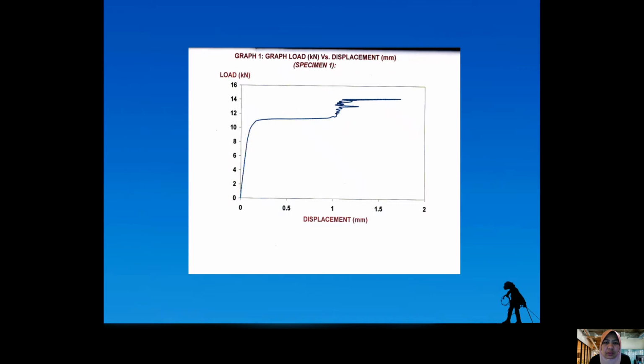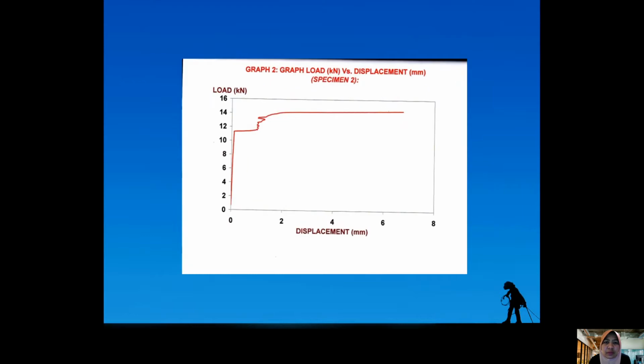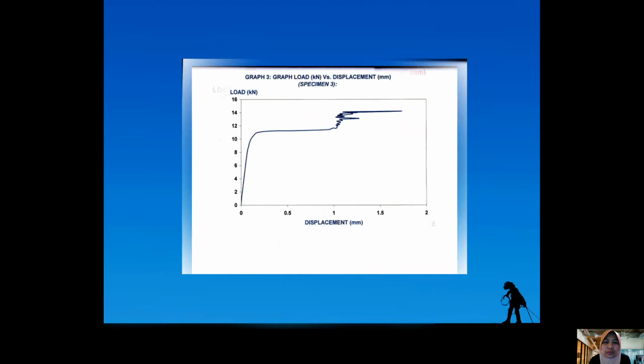This is the graph of load versus displacement for specimen 1. This is the graph for specimen 2. And this one is the graph for specimen 3, to look at the displacement.